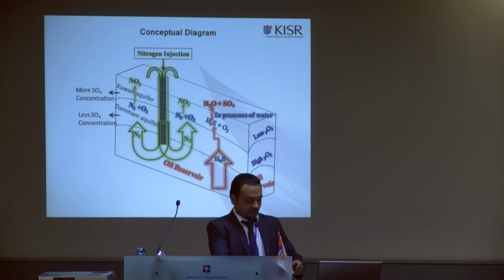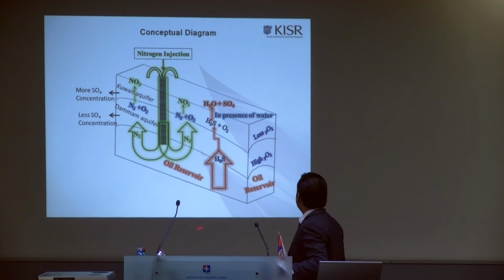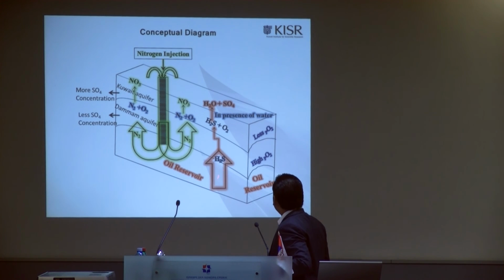So this is a conceptual diagram we have prepared from the outcome of this study. The hydrogen sulfide evolving from the oil reservoirs, due to the high PO2 and high saturation index, becomes sulfate in the upper aquifer more than in the lower Dammam aquifer. So there is more sulfate concentration in the Kuwait aquifer and less sulfate concentration in the Dammam aquifer.